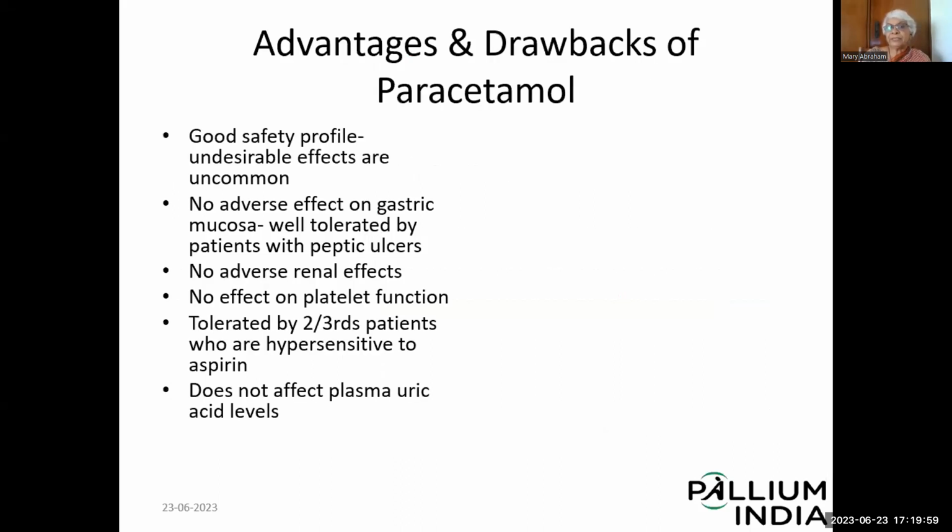What are the advantages of paracetamol? First of all, I told you that because it does not act on the peripheral cyclooxygenase, it has a good safety profile. No adverse effect on gastric mucosa, so it is well tolerated by patients with peptic ulcers or with acid peptic disease. No adverse renal effect, so it can safely be given in patients with renal dysfunction. No effect on platelet function, so platelet aggregation is not affected. It is tolerated by patients who are allergic to NSAIDs and aspirin, so it can be given to those people, and it does not affect plasma uric acid level. So it can be given to patients with gout as well.